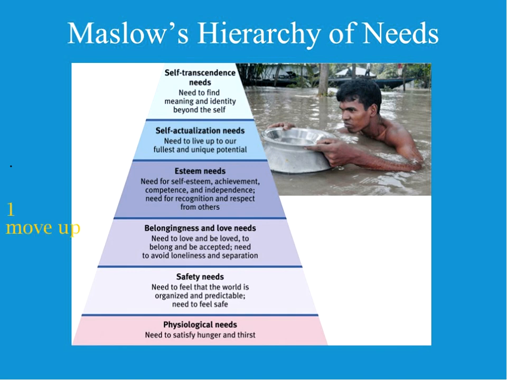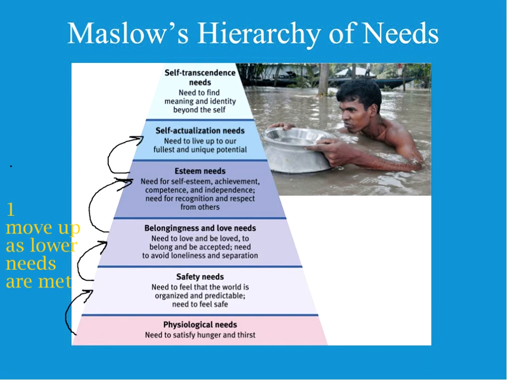The first point I want to make is that we move up as lower needs are met. In other words, we do something like this. When our physiological needs are taken care of, we move on to safety needs. When we take care of those, we move on to belongingness and love needs. Then we move on to esteem needs. It has to do with recognition and respect from others. And ultimately, we strive towards, as we said before, self-actualization, right? We're moving to try to live up to our full and unique potential. Okay, that's part one of what I want you to get about his hierarchy of needs.